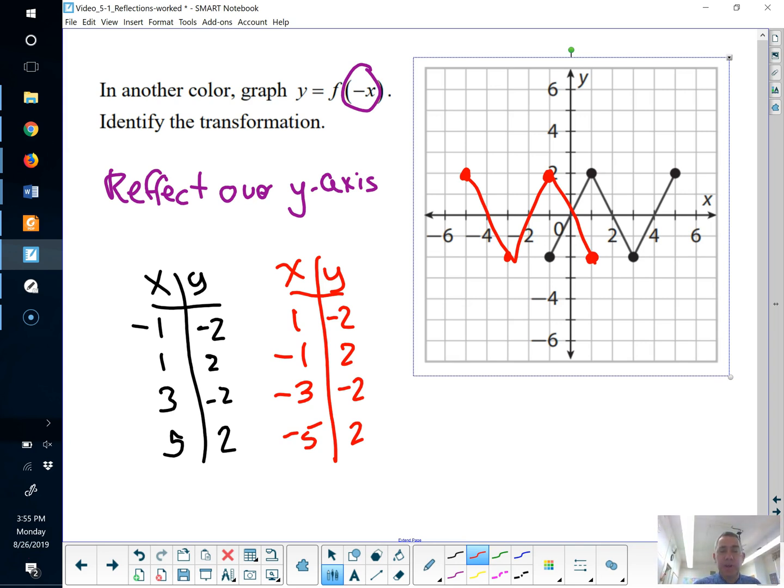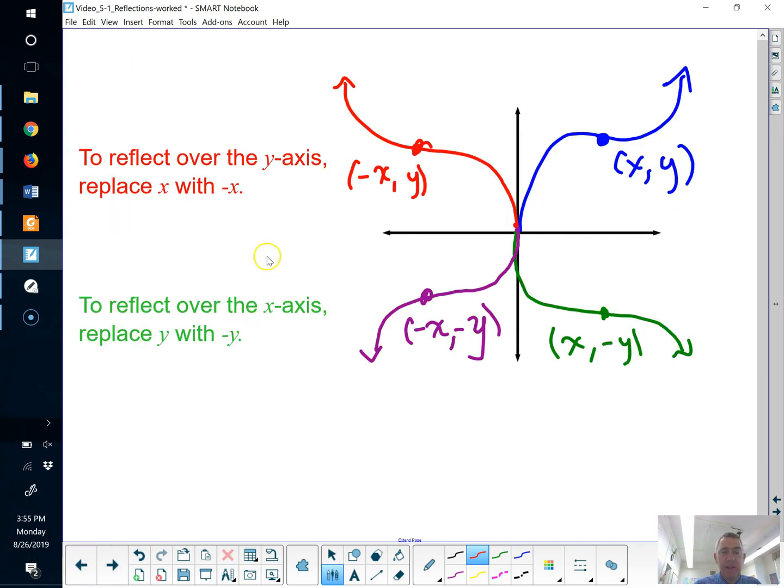There's reflections. The quick summary: to reflect over the y-axis, replace x with negative x. To reflect over the x-axis, keep the x's the same, replace y with the opposite of y.